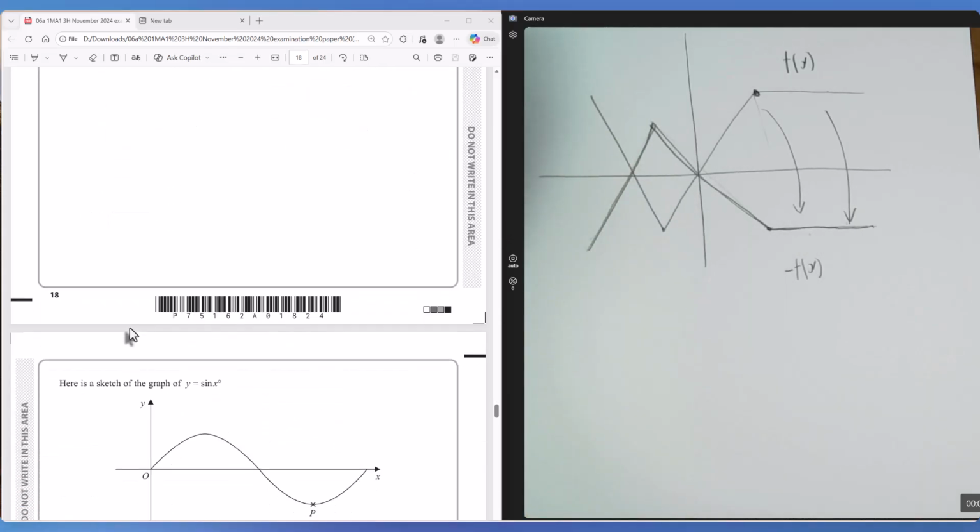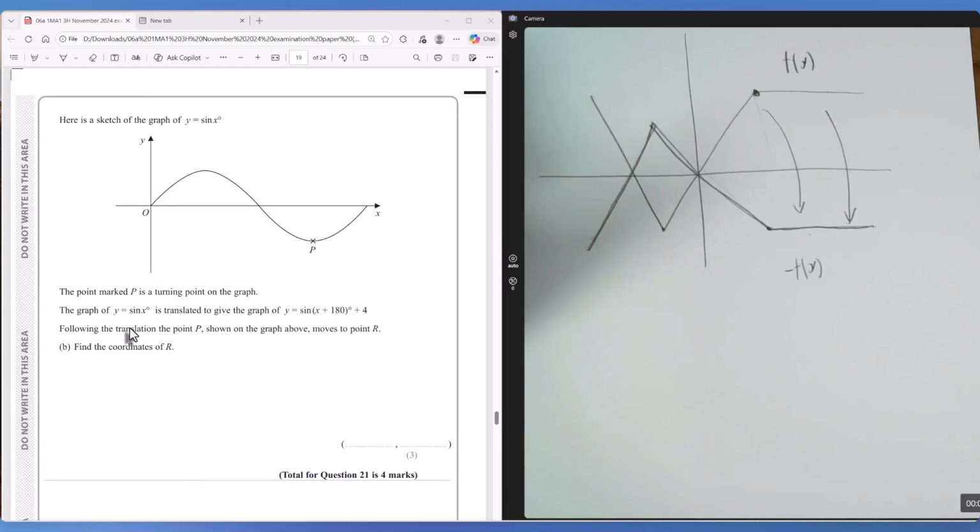Okay, good. Next question. Here's a sketch of y equals sine x. The point P is a turning point on the graph. The graph of y equals sine x is translated to give the graph of y equals sine of (x add 180) add 4. Following the translation, the point P shown on the graph moves to a point R. Find the coordinates of R, 3 marks.